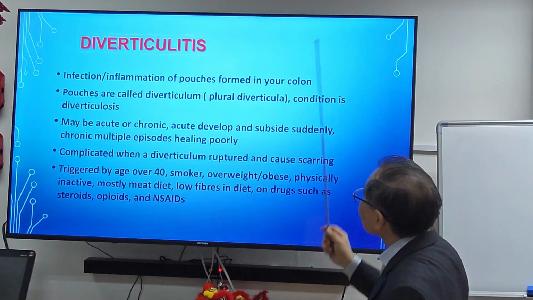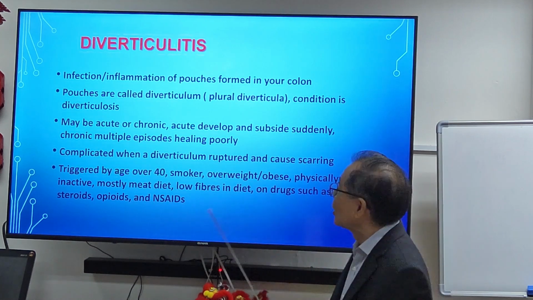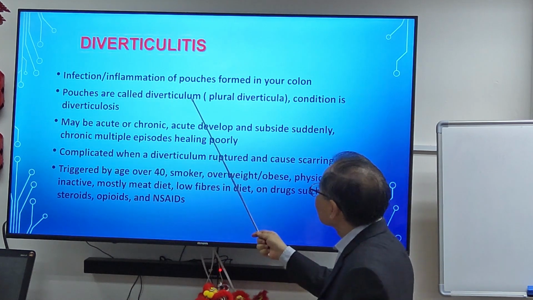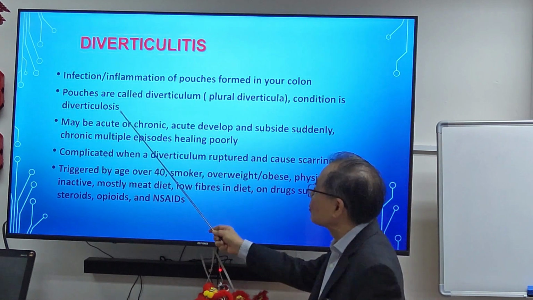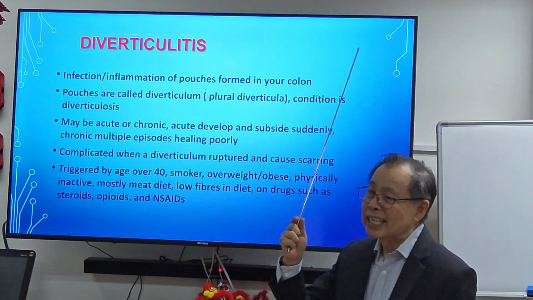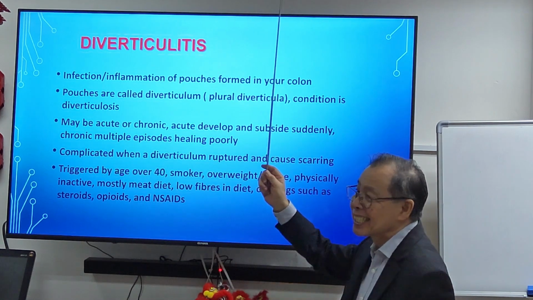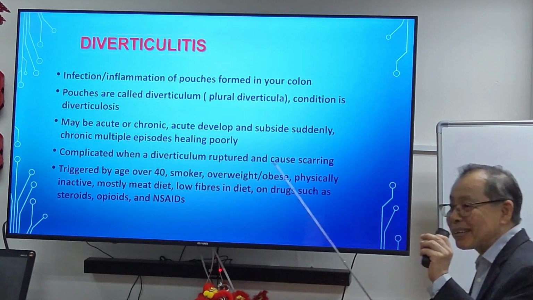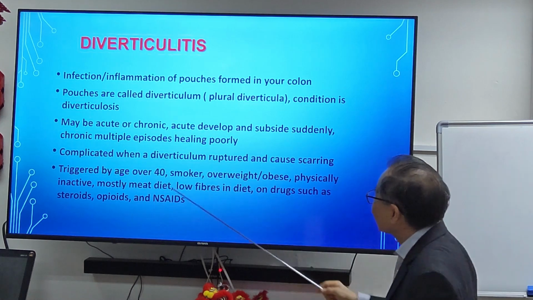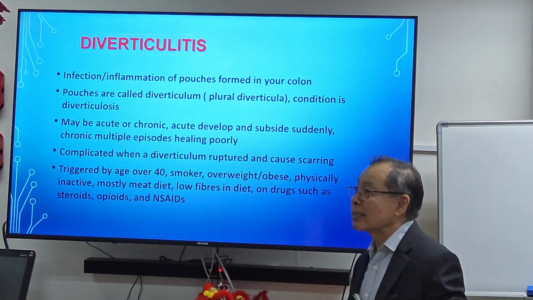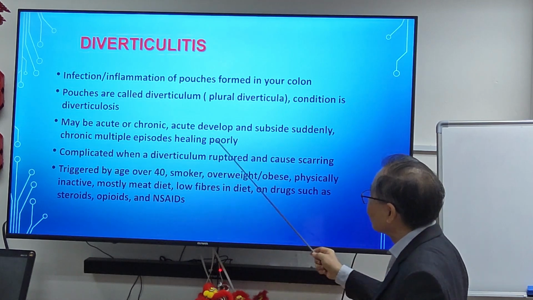diverticulitis. This is inflammation of pouches formed inside your colon. Pouches are called diverticulum. And when you have a lot of diverticulum, you become diverticulosis. And when that is infected, you become diverticulitis. The last part of the word tells you what it is. So it can be acute or chronic. Acute, that means this thing develops suddenly and then subsides. Chronic, heals very slowly.